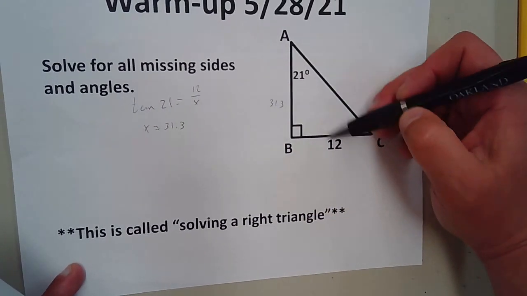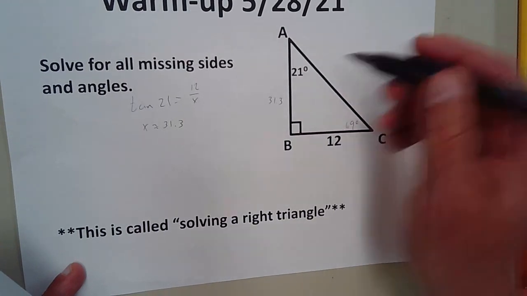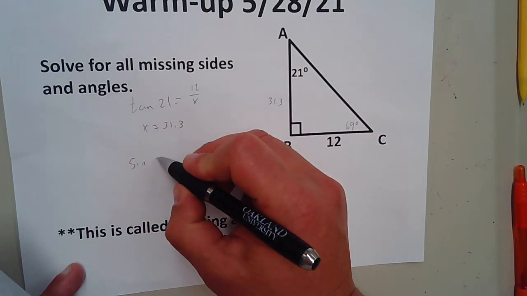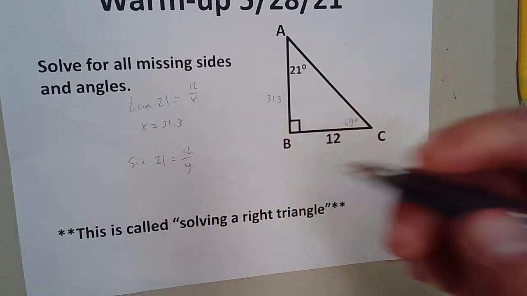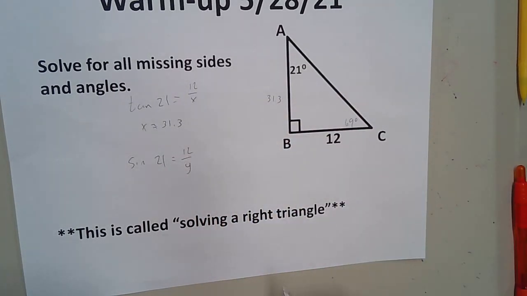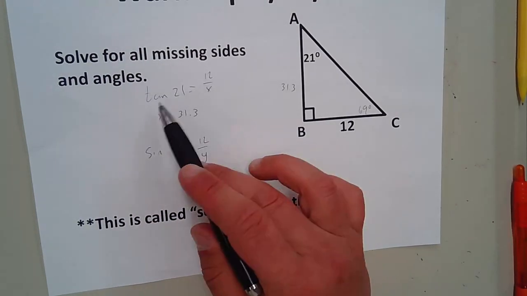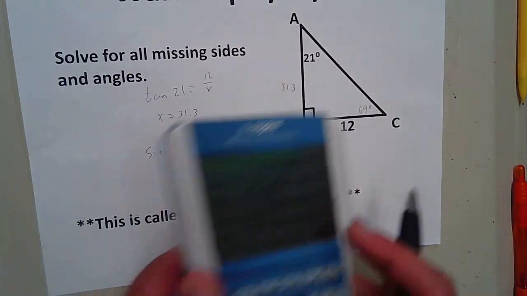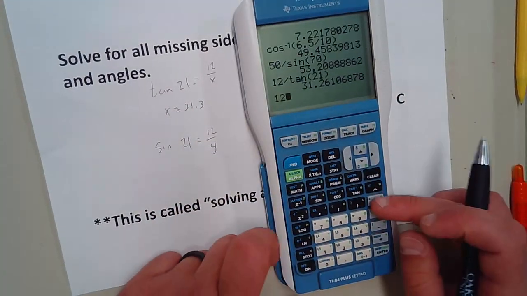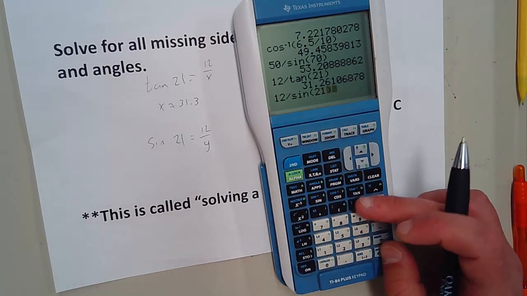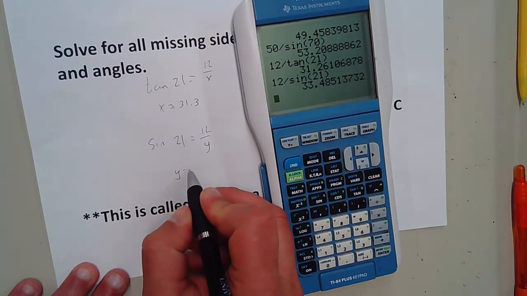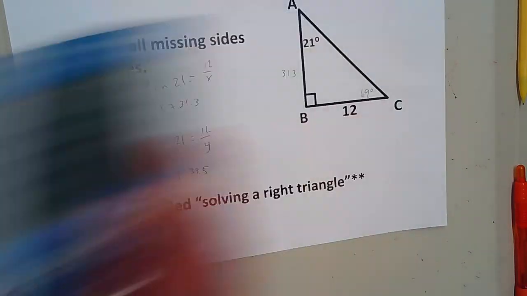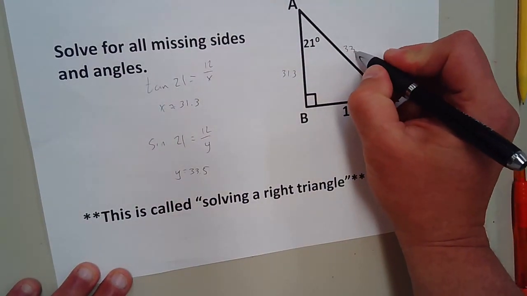So I would look at this and say, well, I know the opposite and I want the hypotenuse. So I'd set up a separate sine problem. I'd say sine of 21 is 12 over x, or y, or whatever you want to call it now, just because technically it's a different side. And this is going to solve exactly like this one, just with sine instead of tangent. So now we would do 12 divided by sine 21, and we get 33.5 roughly. So y is 33.5. And so now we've solved this right triangle.